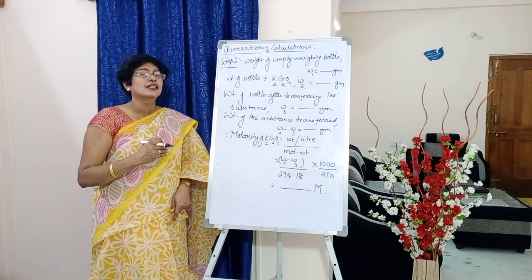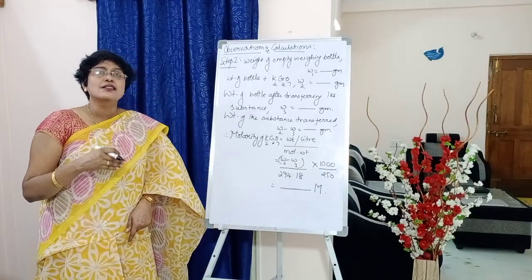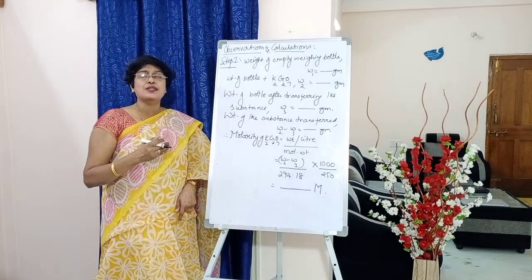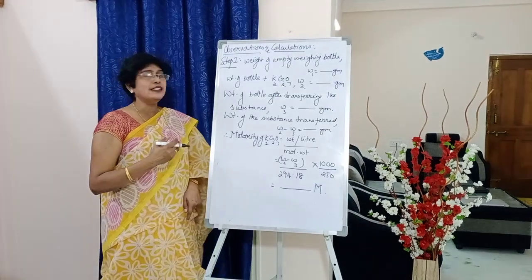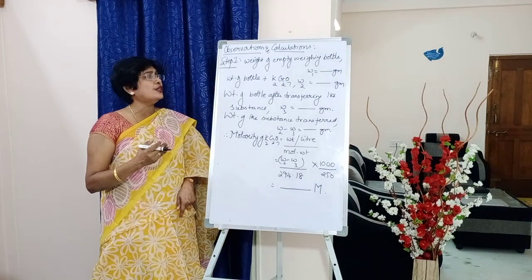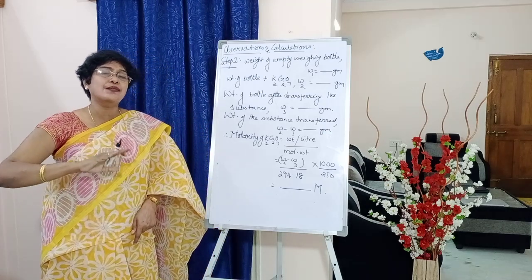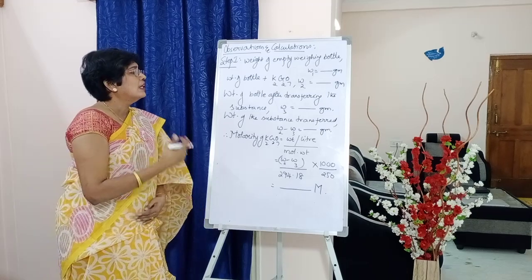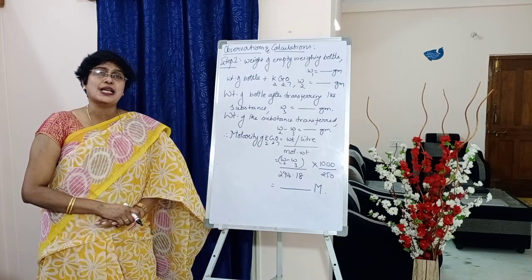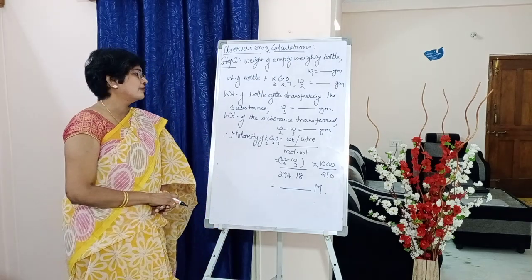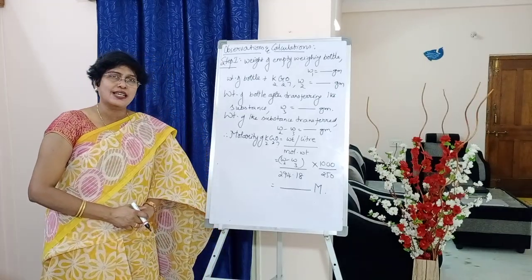Next comes weight of the substance transferred into the flask. So the actual amount of the substance that is transferred into the flask, we get it from W2 and W3, students. W2 is bottle plus substance. W3 is after transferring the substance, weight of the bottle. So if we do W2 minus W3, we get the actual amount of the substance transferred into the flask. So weight of the substance transferred, W2 minus W3, equals dash grams.